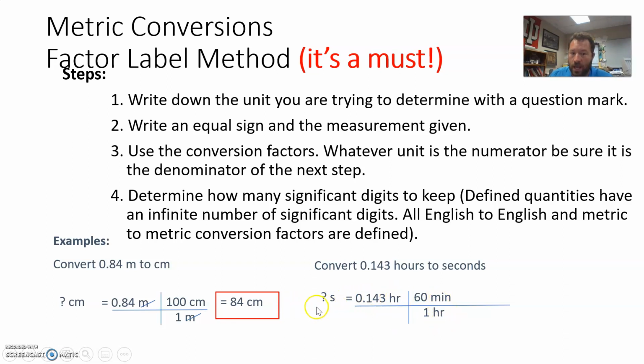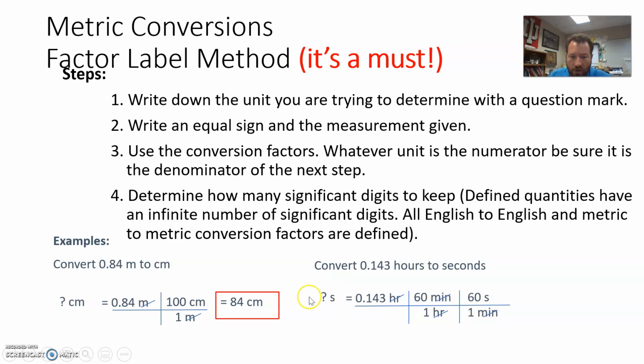Again, notice that's not what I finally want in my final answer, but it gets me a step closer. 60 minutes in an hour. Hours cancel out. They divide each other out. Now I can go from minutes to seconds. Again, the minutes will cancel out. I've got 60 seconds on top.